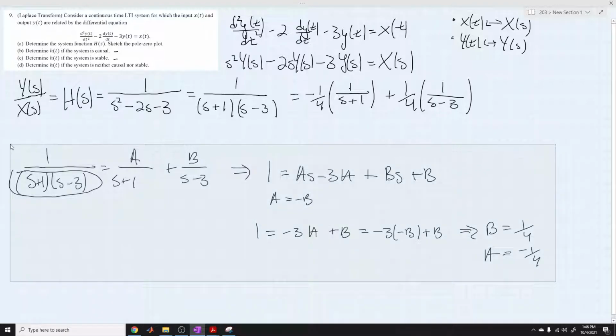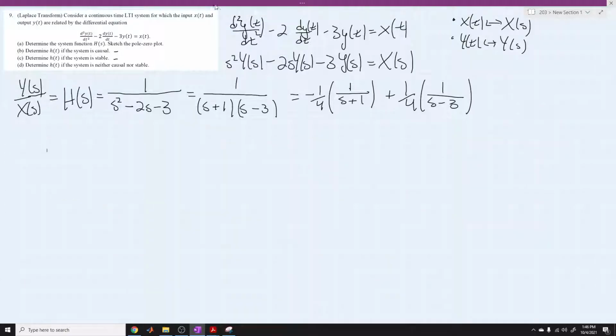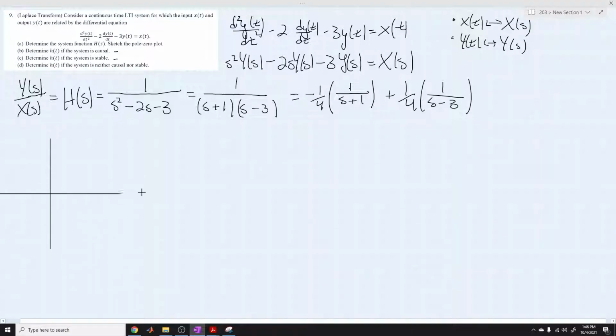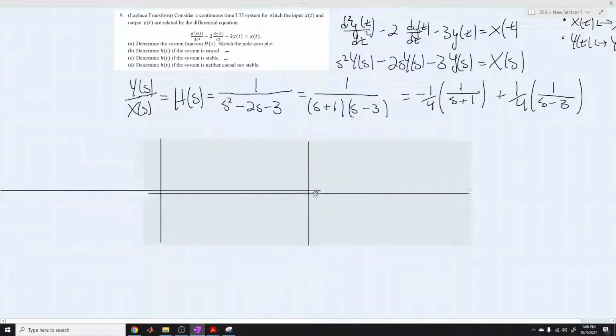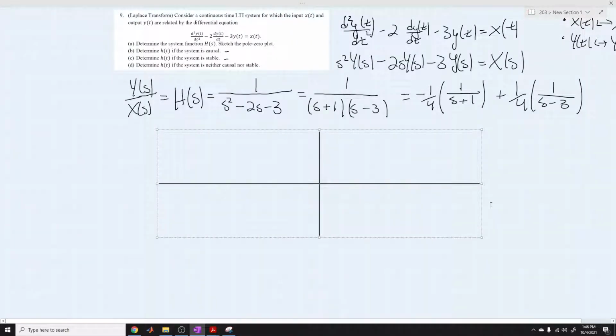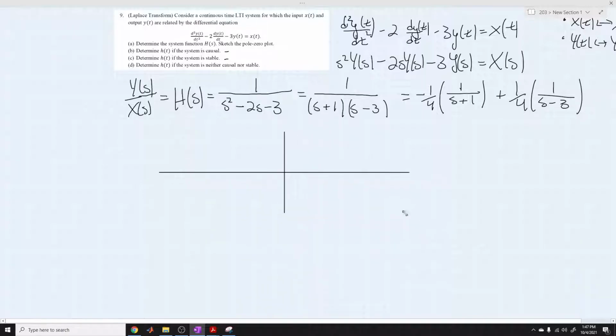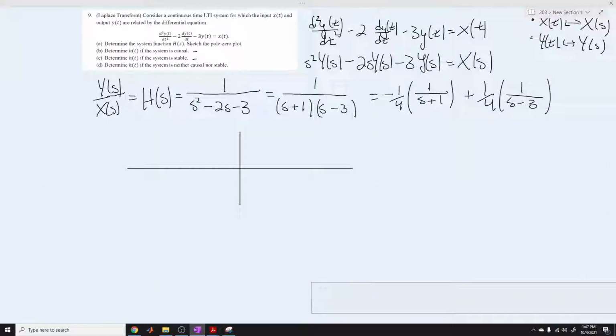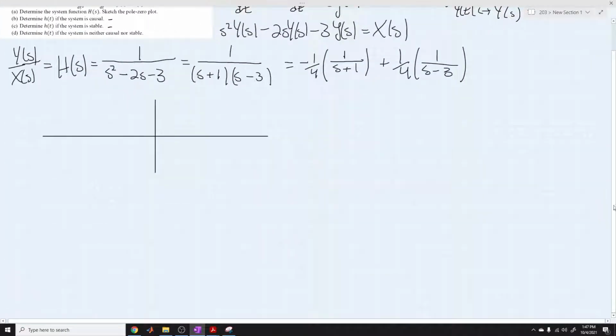And now we can make our pole zero plot. Let's make our pole zero plot. Give me 1 second while I deal with this little child. All right, I think she went away. Sorry about that. How do I get back over there? All right.